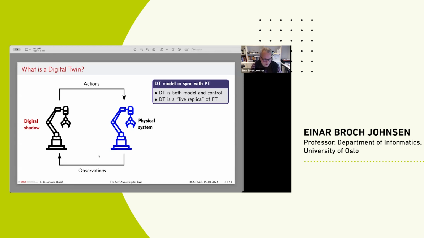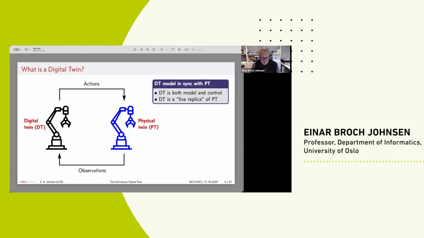Now we can add an action space. So the twin or the model over here can now also start performing actions that could influence the behavior of the physical system. So we have a kind of feedback loop going on. And this is typically the way we think about the digital twins. So now we have this terminology of the physical twin and the digital twin, and they are kind of in sync in the sense that observations are all the time flowing from the physical twin and keeping the models in the digital twin up to date.